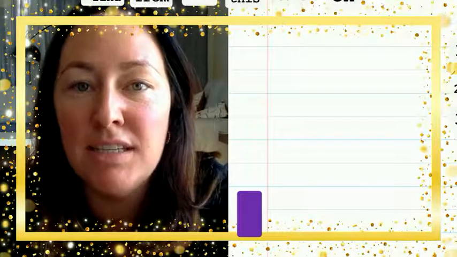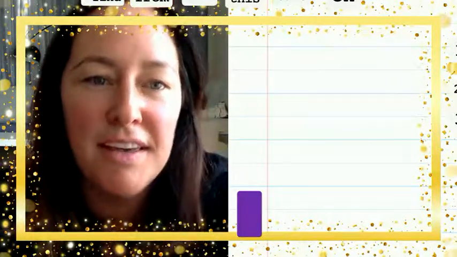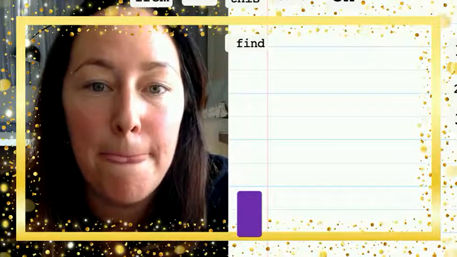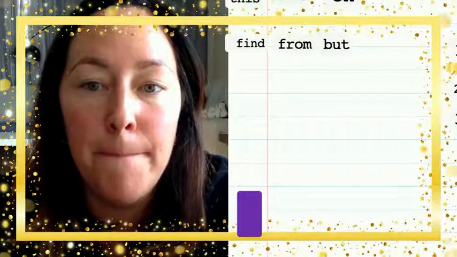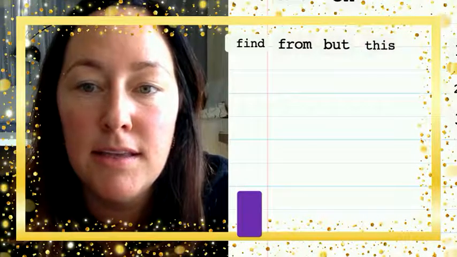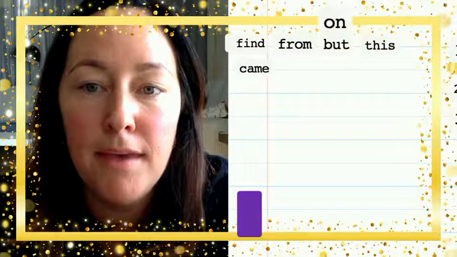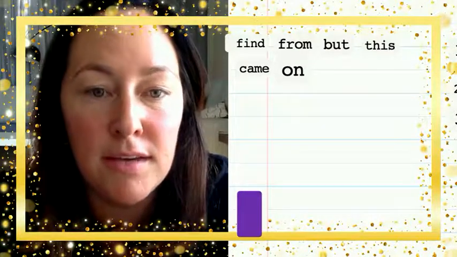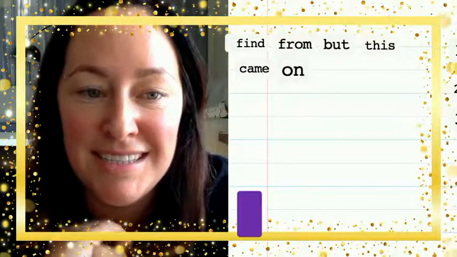And what I really would like to talk to you about today are the sight words that we have for this week. Can anyone remember what they were? We have find and from, but this, came, and on.